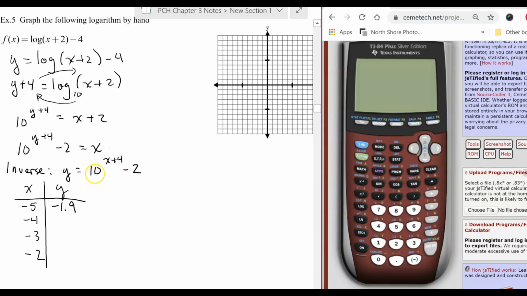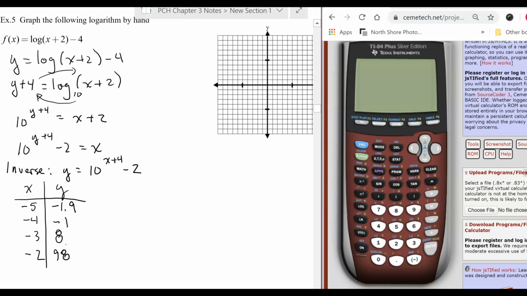And then when I plug in -4, that's going to be 10 to the 0. So that's going to be 1. So I have 1 minus 2, which is -1. Plug in -3, it's going to be 10 to the first minus 2, which is 8. And then -2, so that's going to be 10 squared is 100 minus 2, which is 98. We're not going to graph that one.